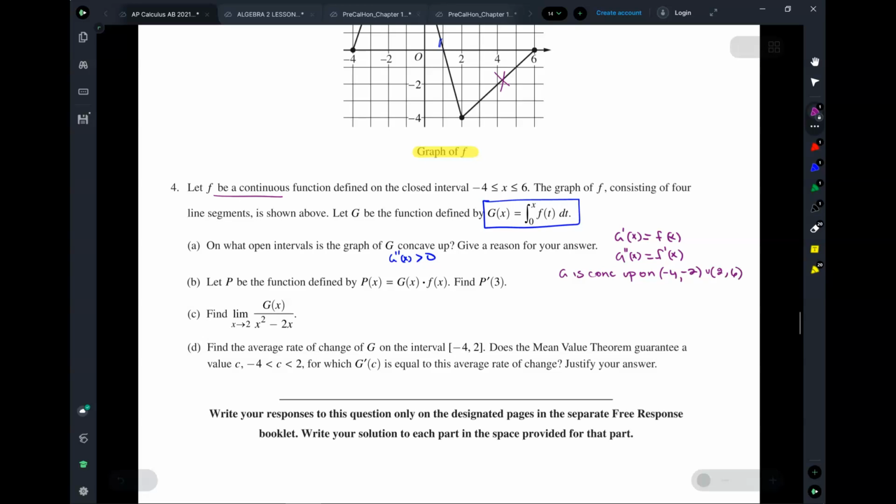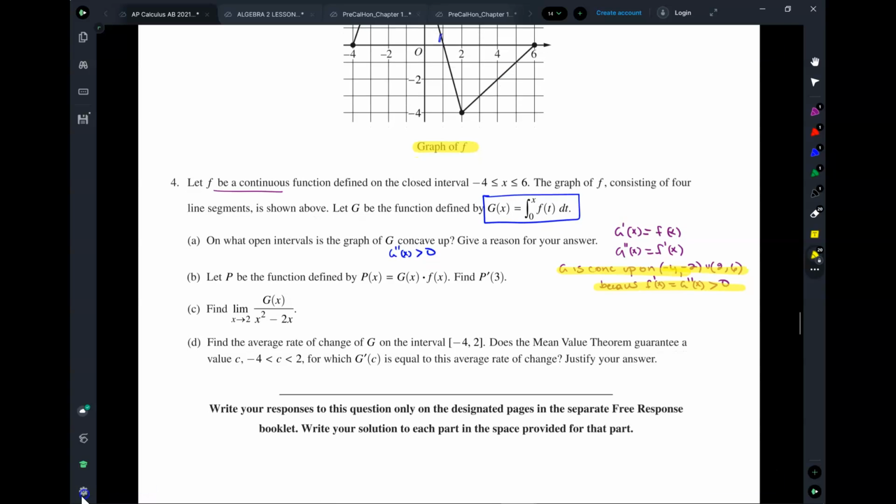Yes? Why? It says give a reason. Because f prime of x, which is g double prime of x, is positive. Okay? So this is your answer here. Okay? Let P be the function defined by g of x times f of x. Find P prime of 3.